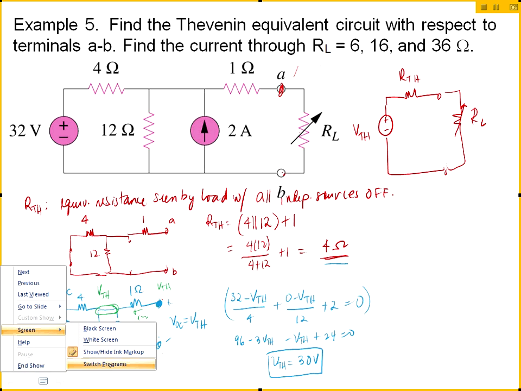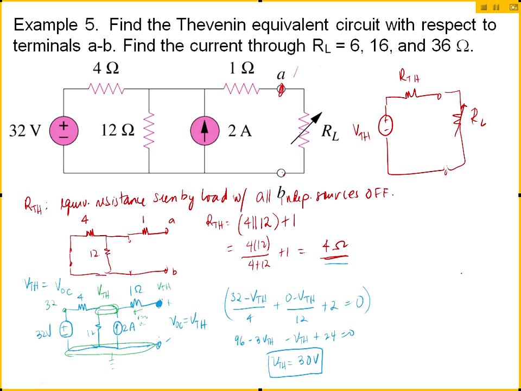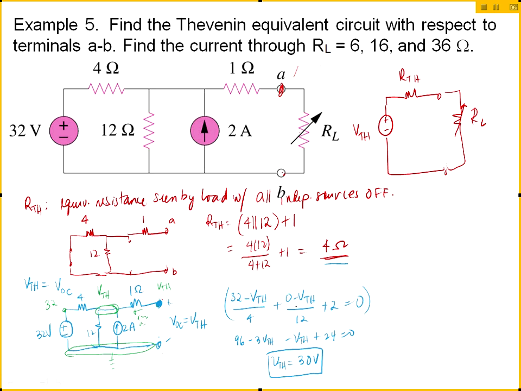Okay? And there's someone with a raised hand. Yes, Carl. Where'd you get that 96 in V Thevenin? 96, right on the bottom before you get the answer. Oh, I multiplied everything by the LCD. What's the LCD of this? It's 12. 3 times 32 is 96.